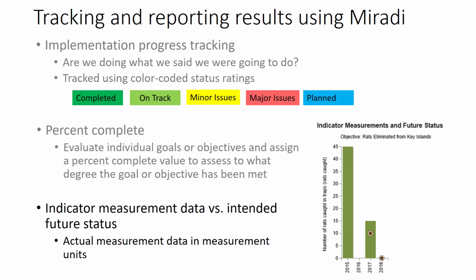In this video, for the third approach for tracking and reporting results, I'll show you how you can specify one or more intended future status values, shown in this graph by the black dots, and gather indicator measurement values and the dates they were gathered, shown in this graph by the green bars. I'm also going to introduce the strategic plan view, a powerful and flexible reporting view in Miradi that allows you to view the content you've entered in different ways. We'll use the strategic plan view to look at a table of objectives with their associated indicators and any indicator measurement data. I'm going to return now to Miradi Desktop and the marine example.